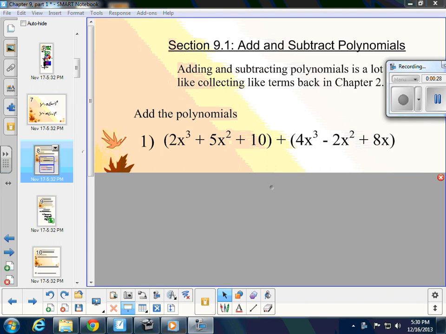polynomials. The nice thing about this is that adding and subtracting polynomials, students are going to find pretty quickly, is a lot like something we did back in chapter 2. It's actually a lot like when we collect like terms. We try to add some expressions together or add some terms together, collecting the like terms. What does that mean? Remember, that's just like collecting the terms that have the same variable part to them.